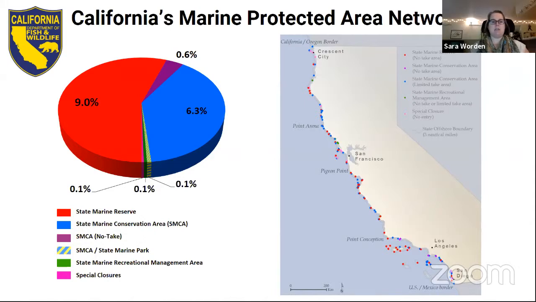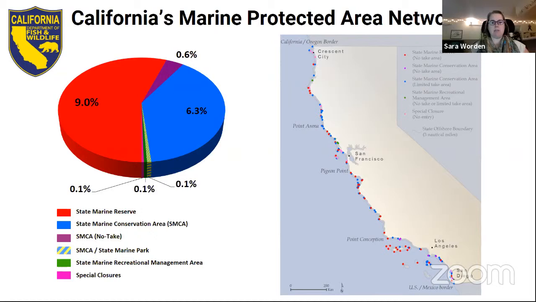And as you can see by the pie chart, about 9% of those state waters are protected in state marine reserves, which are all no take. And there are several other types of designations included in the network. They're primarily within state marine conservation areas that have some limited amount of take based on the regional stakeholder needs and other things like that.